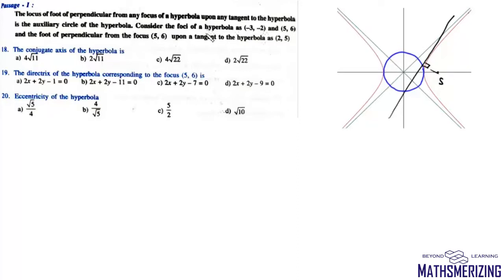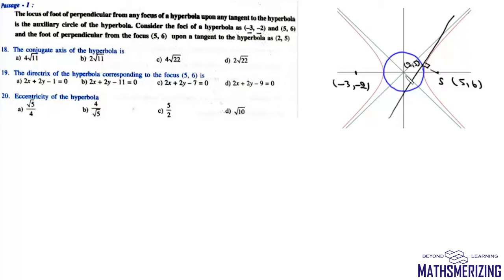That says, consider the foci of hyperbola as -3, -2 and 5, 6. So we have focus at -3, -2 and at 5, 6, and foot of perpendicular from the focus 5, 6 upon a tangent to hyperbola is 2, 5. So this point it is 2, 5. Now we need to solve this question.